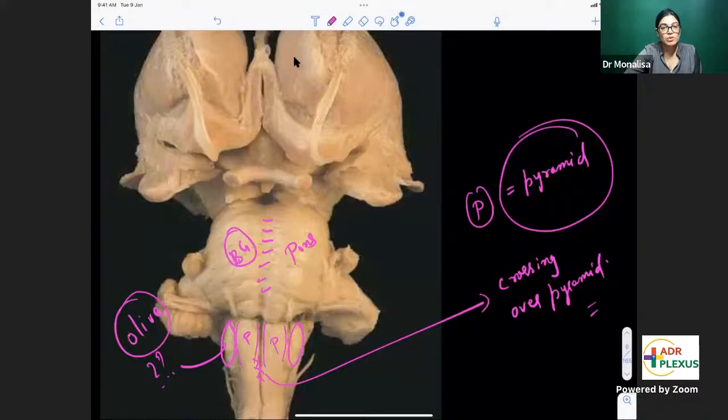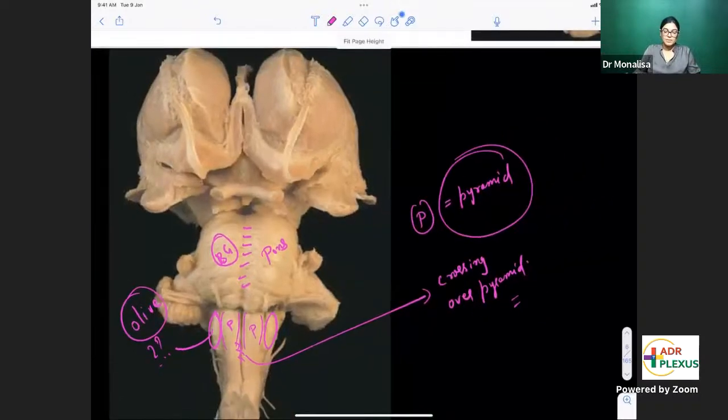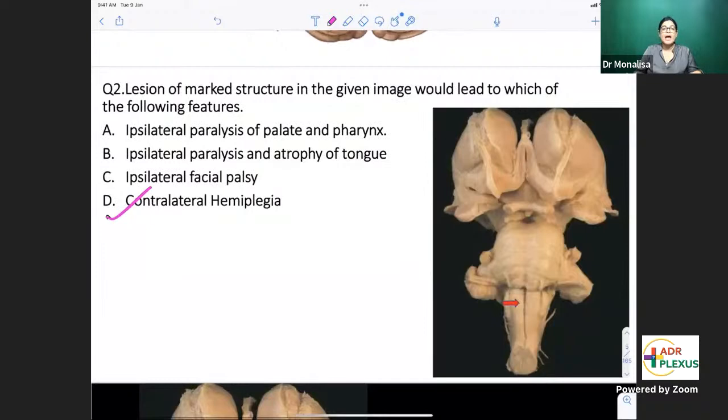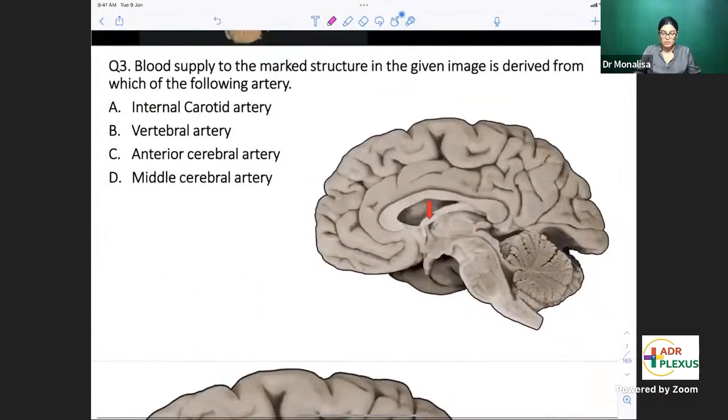Yes, olive, absolutely right, Lavanya, absolutely right. So yes, definitely that is the right answer, and this will be the presentation, and the answer will be contralateral hemiplegia. Absolutely correct. Let's move on to the third one.